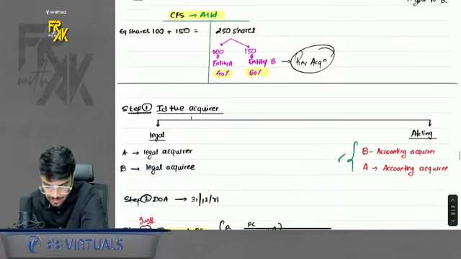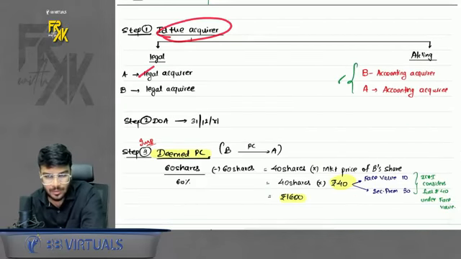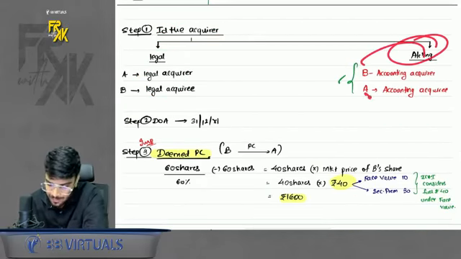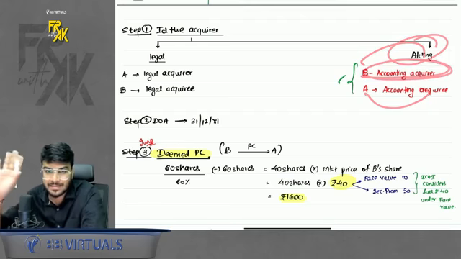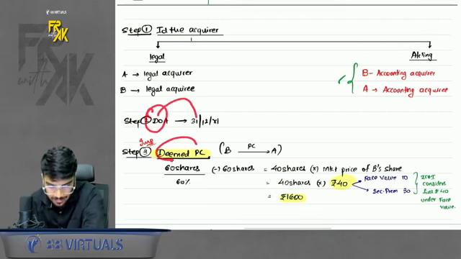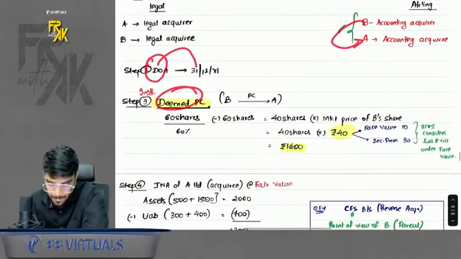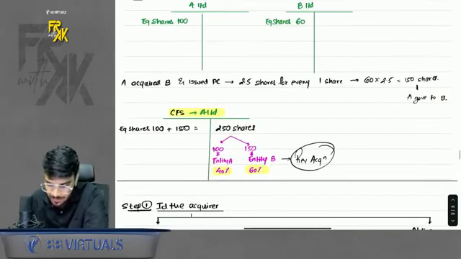How will I solve this? Identifying the acquirer. Okay, from legal point of view we will write, but main is the accounting point of view. B is the acquirer, A is the acquiree. Solve the whole question assuming B is the acquirer. Date of acquisition is given, deemed PC. Deemed PC means the PC. What if B gave the PC to A? So take the opening shares of B. Opening shares of B were 60.